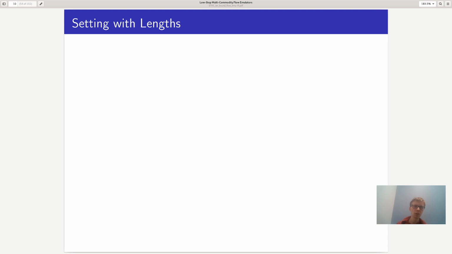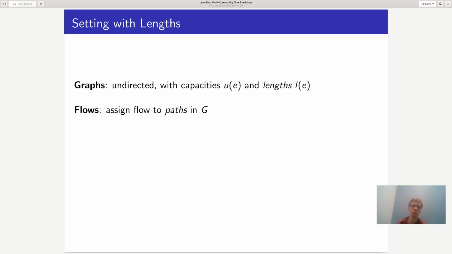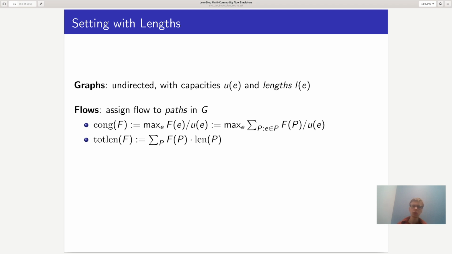So in the setting with lengths, graphs in addition to capacities have lengths. So every edge has some strictly positive length. And flows now assign flow to paths in G rather than edges. The congestion of a flow is again just the maximum congestion of an edge, which is the sum over paths that cross the edge of the flow on the path, divided by the capacity of the edge. The total length, or essentially cost of the flow, is the sum over the flow paths of the flow on the path times the length of the path.